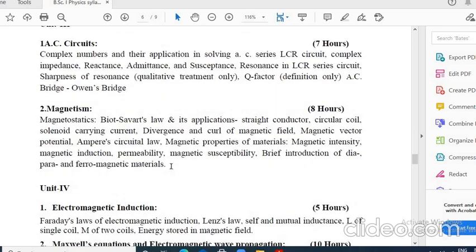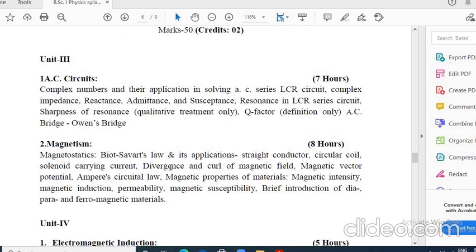It consists of 2 units. First unit consists of 2 chapters. First chapter is AC circuit. I think you may write all the points so that you can understand what type of syllabus we have to study in the next few months, and what points are more important for the purpose of the examinations as well as for the understanding of physics.